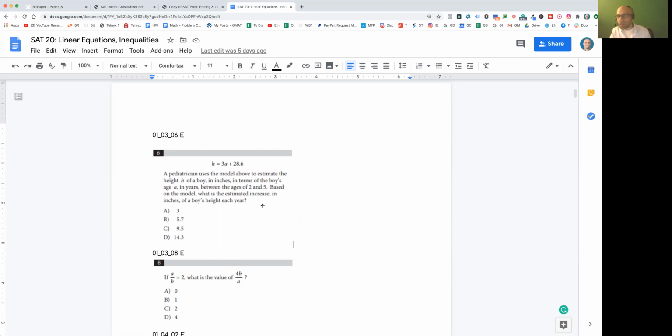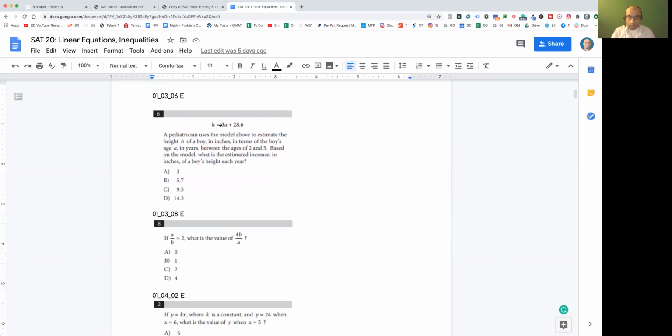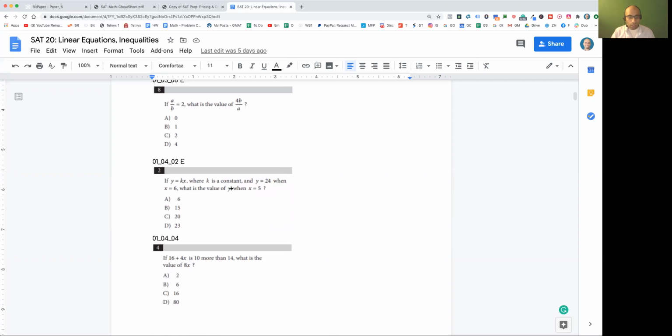Yeah, so that's the increase. This is a very standard problem. You might encounter it. And the initial height is 28.6. So this is good. Then there's another type of problem where you need to calculate the constants.